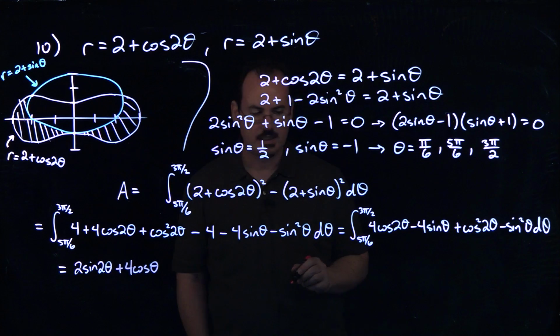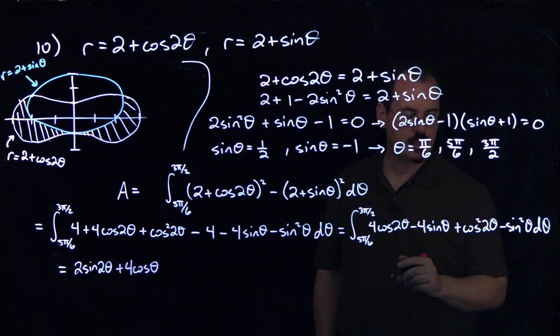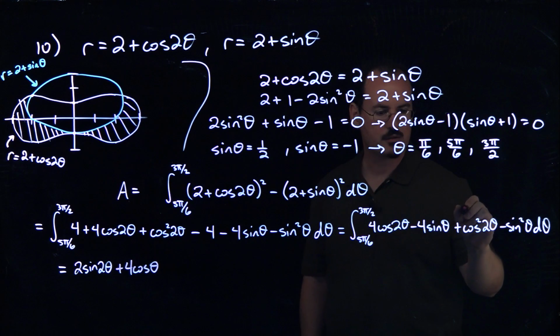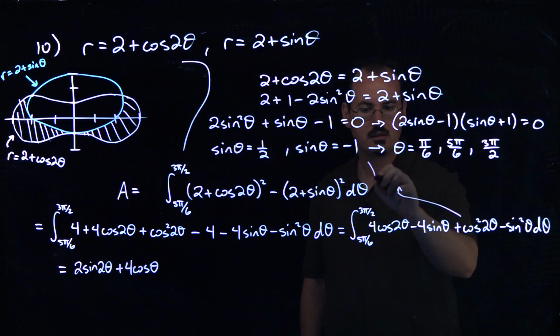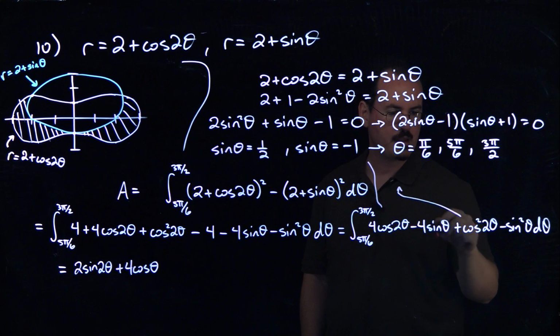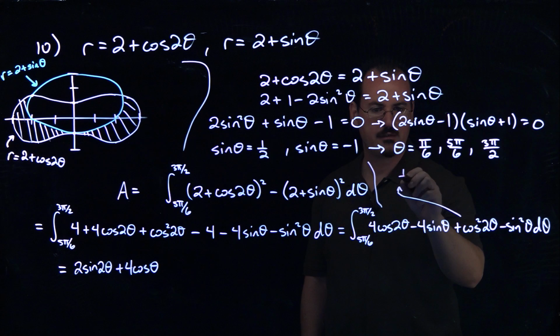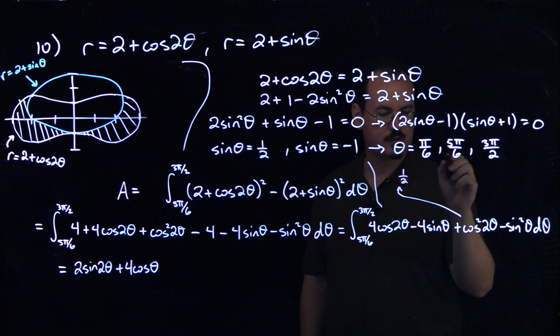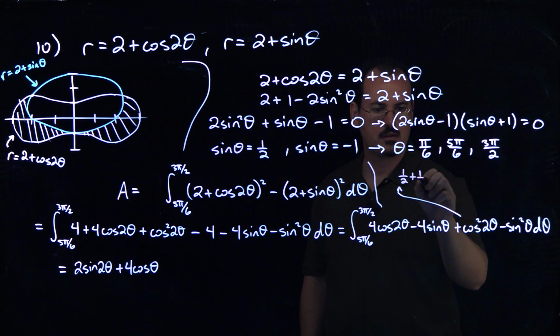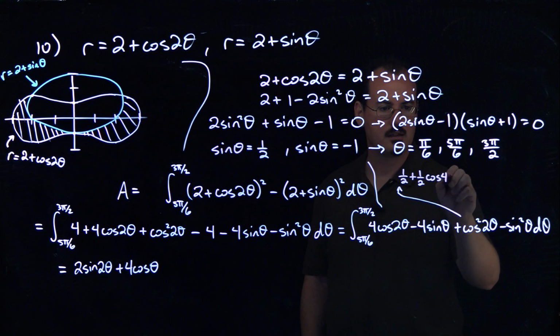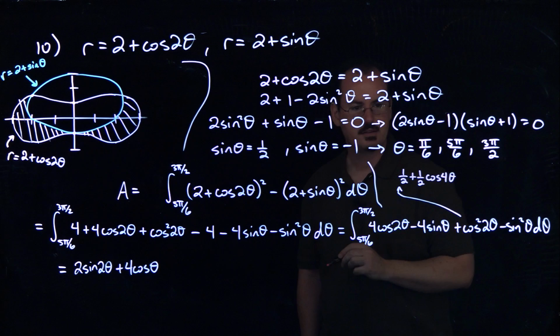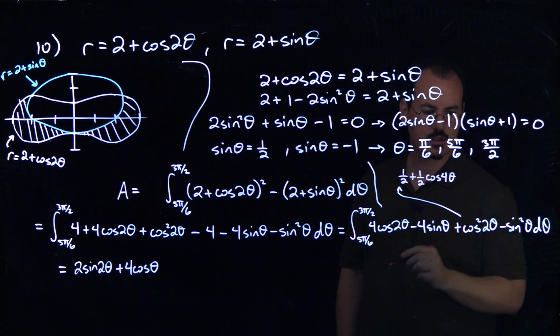The rest of this thing here, the cosine squared of 2 theta, I'll try to squeeze these in up here. For that first one, we have to write that as 1/2 plus 1/2 cosine 4 theta. Okay, that's the power reducing identity for cosine.